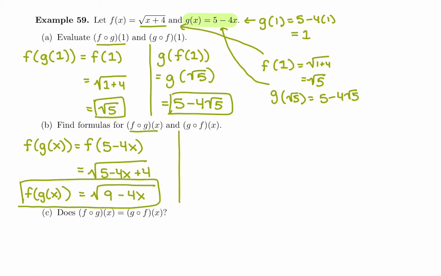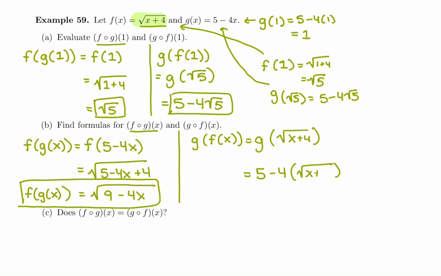How does that compare if we do the composition the other way? Finding g of f of x means into g I'm plugging in the entire function f of x, which is the square root of x plus 4. So within g, which is 5 minus 4x, I'm replacing the x with the square root of x plus 4. So really, for g of f of x, I get 5 minus 4 square roots of x plus 4.